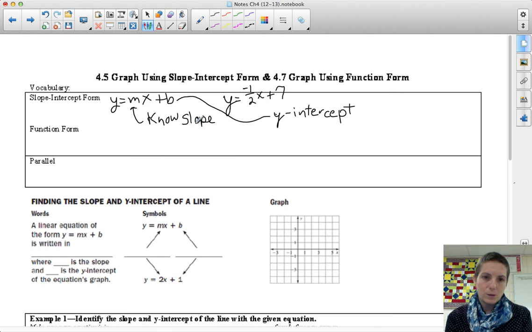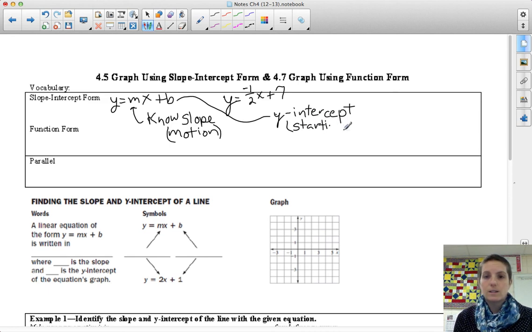Now, I want to put a little note here, and I would really like it to be up here, that slope is talking about motion. How does my line move? How does it change, right? That rate of change. And y-intercept is talking about the starting point. And it is always on the y-axis.